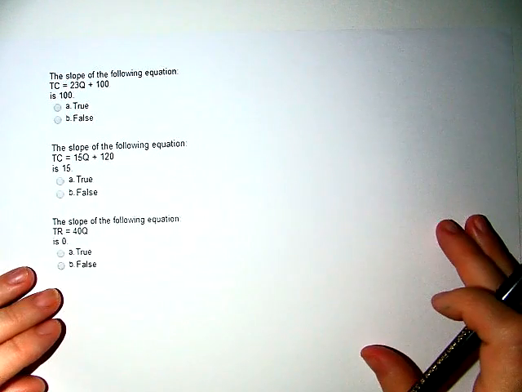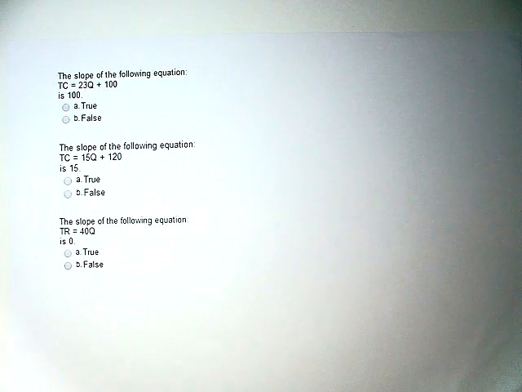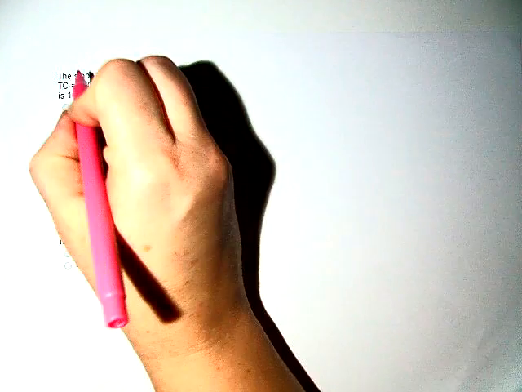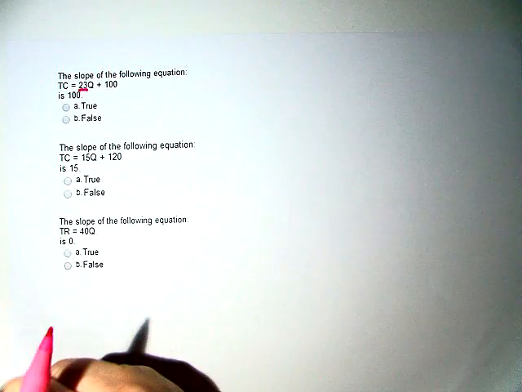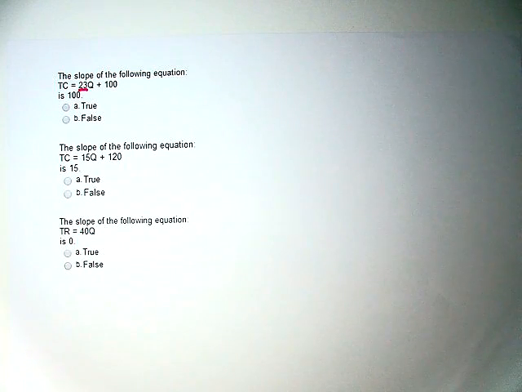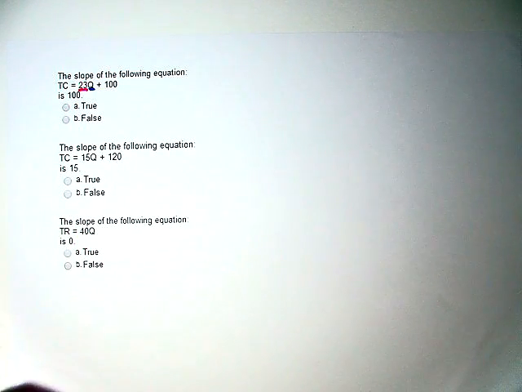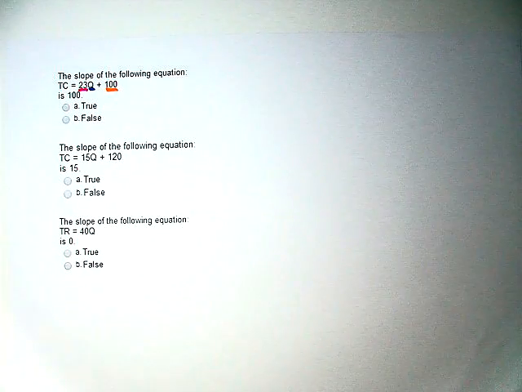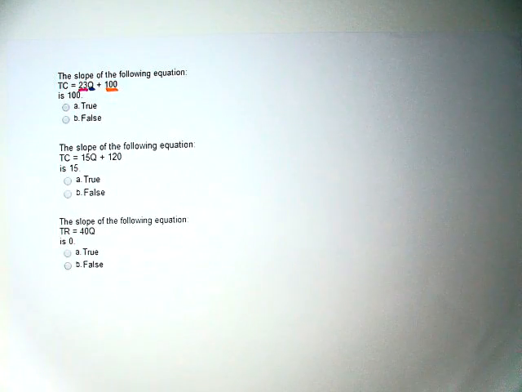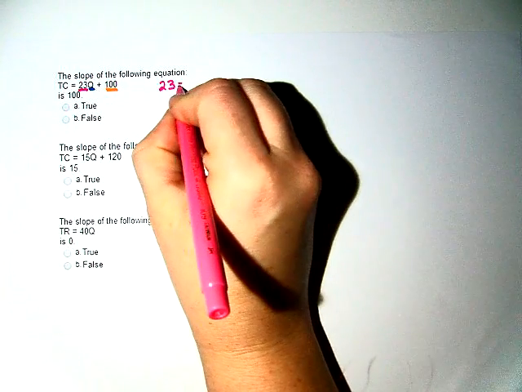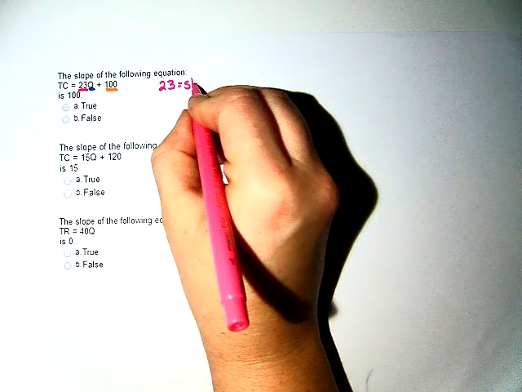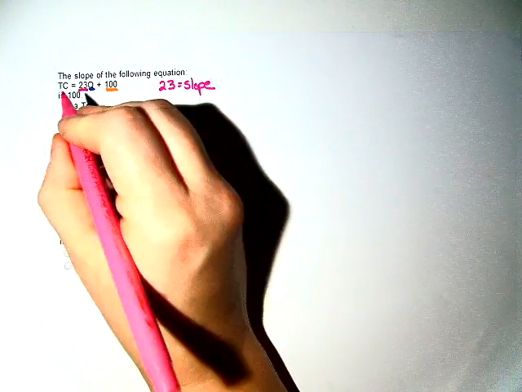Okay? The slope of the following equation, TC equals 23Q plus 100. Now, this 23 is the buying cost for the item. So we have the buying cost times the quantity plus a fixed cost. So the slope of the following equation is 100. Well, no, that's false, because the slope of the following equation is 23. So therefore, this is false.